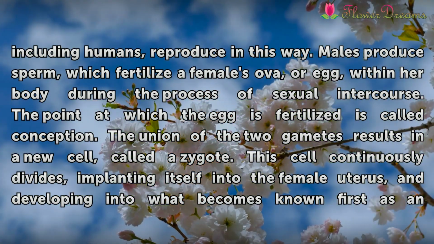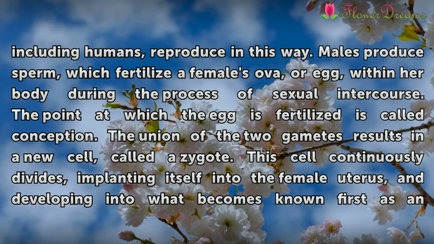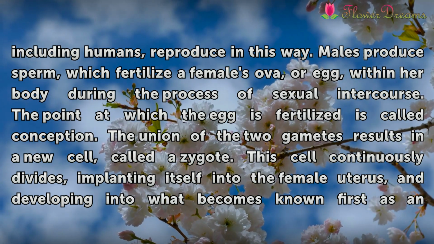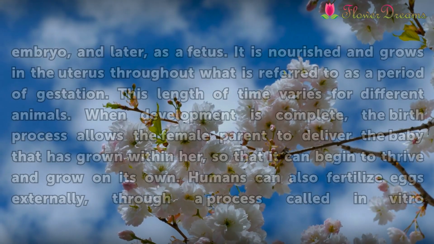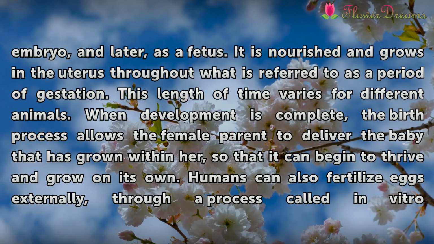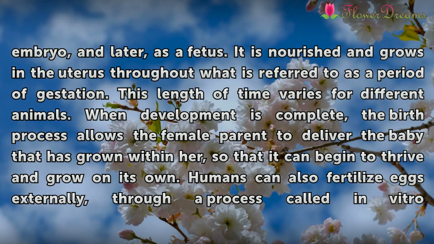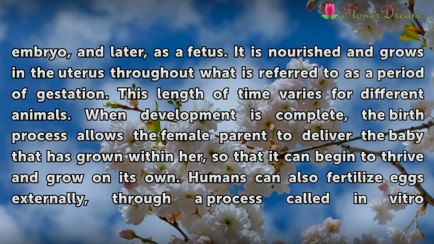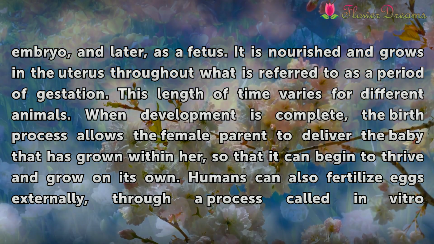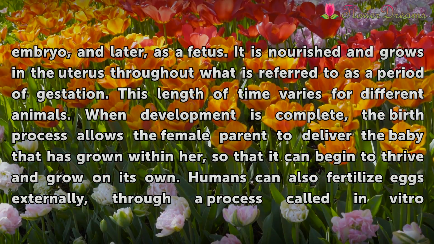This cell continuously divides, implanting itself into the female uterus, and developing into what becomes known first as an embryo, and later, as a fetus. It is nourished and grows in the uterus throughout what is referred to as a period of gestation. This length of time varies for different animals.